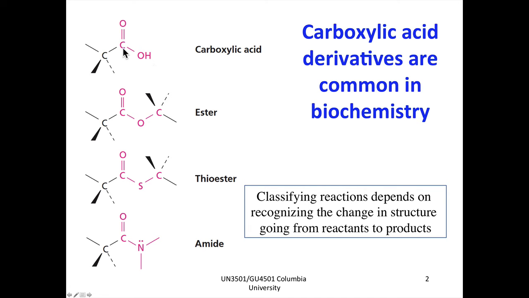Now, if we substitute the hydroxyl here with various groups, like an alcohol, we could get an ester. Or if we change that into a thiol, we would have a thioester. Or with an amine, now we would have an amide. Okay, so these are all considered different derivatives of carboxylic acids.